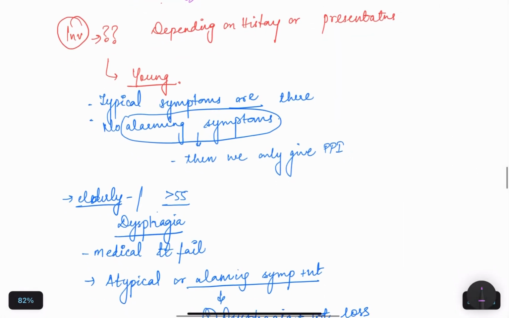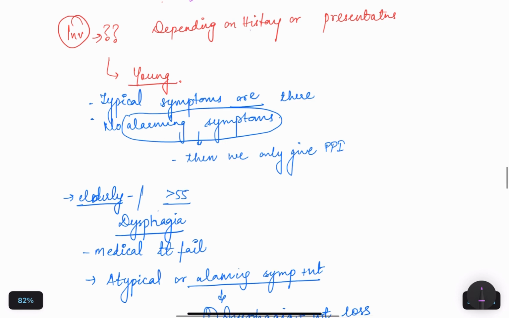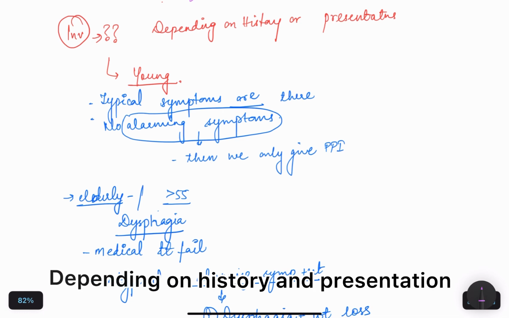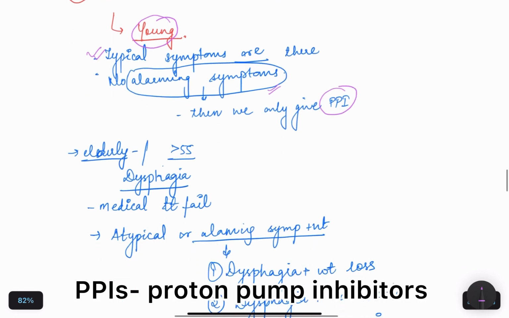So next is investigation. What investigation will we do to differentiate or to diagnose this disease? We will do investigation depending on the history or presentation of a person. If a person is young and typical symptoms are present and no alarming symptoms are present, then we will do only PPI and we will send him or her home.